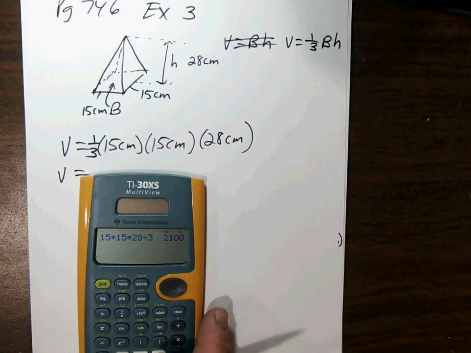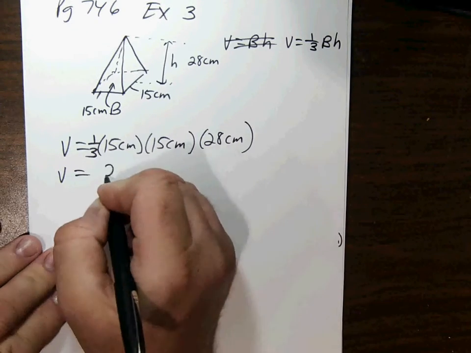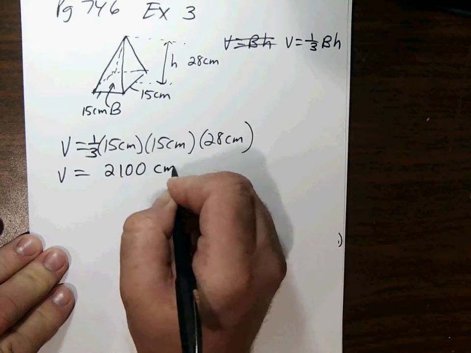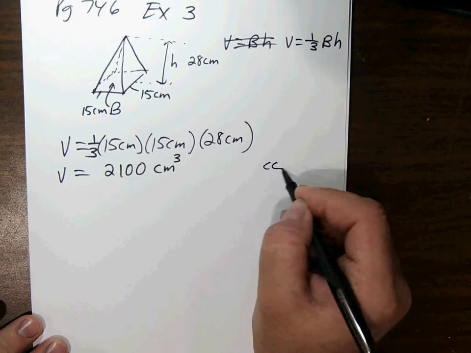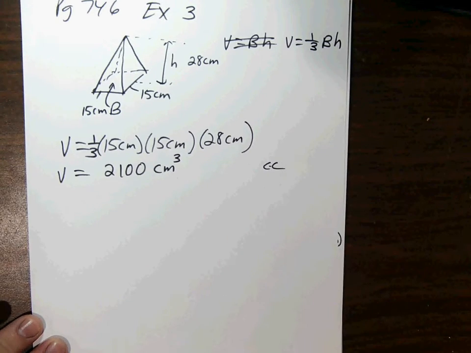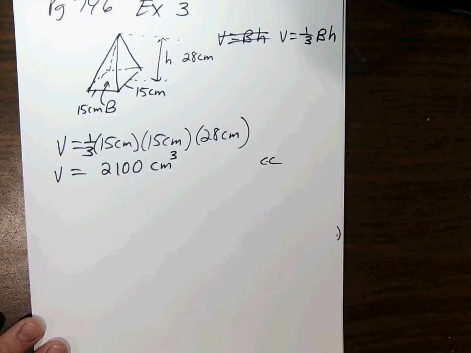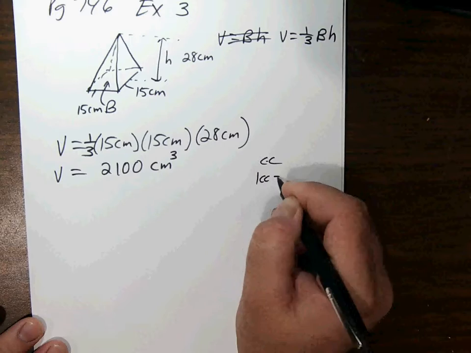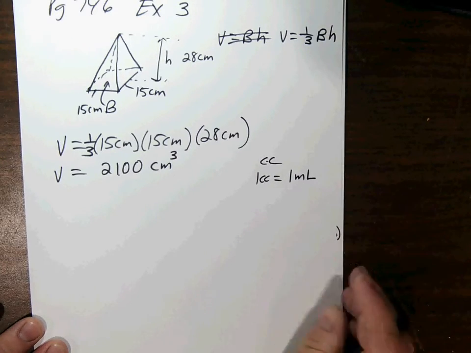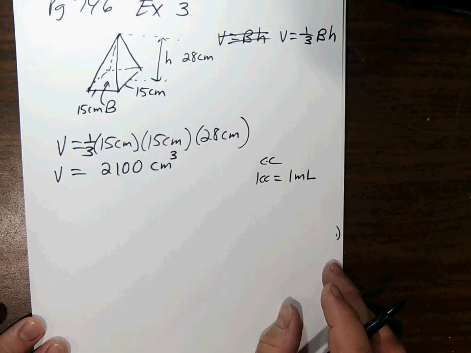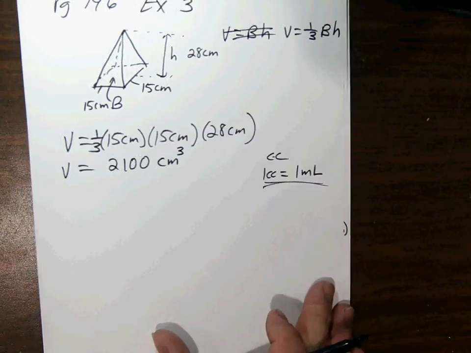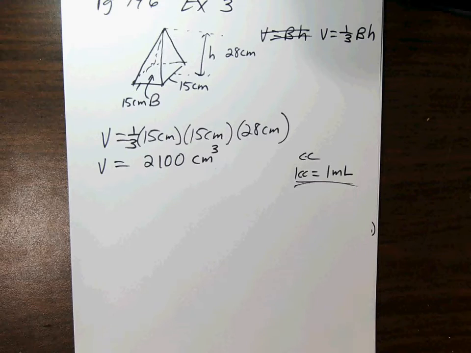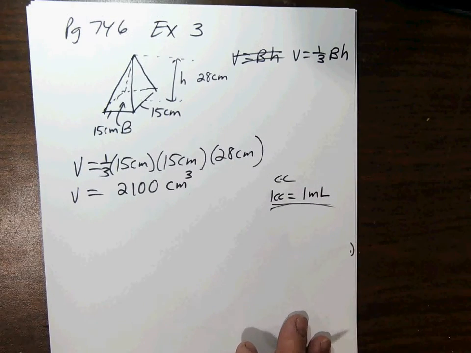We get 2,100. 2,100 what? Cubic centimeters. In the medical profession, you hear that term cc, cubic centimeter. That's a shorthand way to say cubic centimeter. It's a measure of volume. 1 cc, by the way, is equal to 1 milliliter in metric. So that's a sidebar. All right, 2,100 cubic centimeters in our little pyramid there.